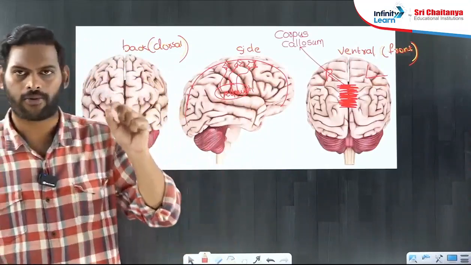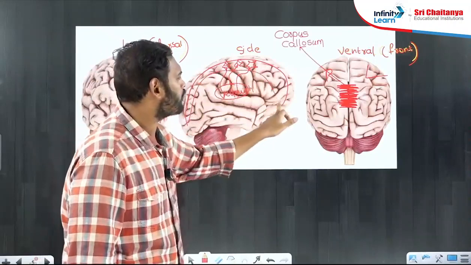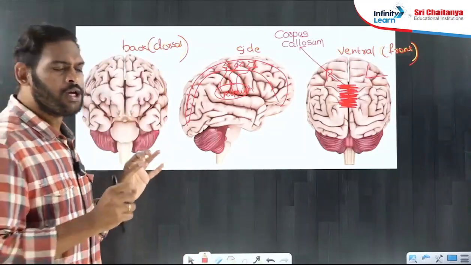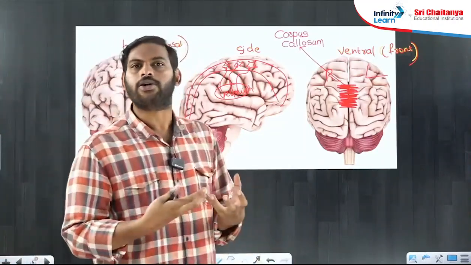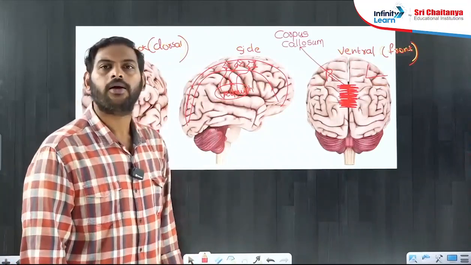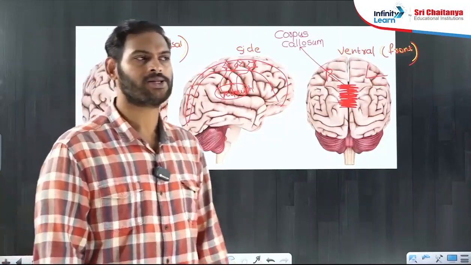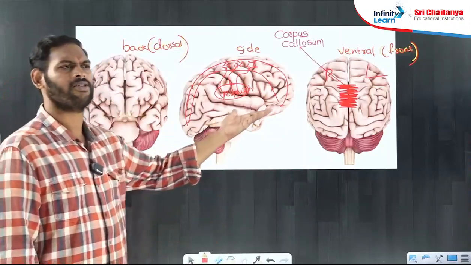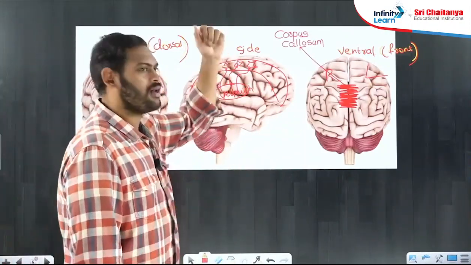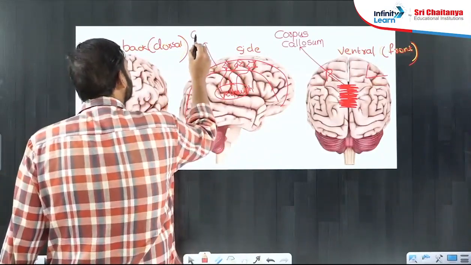Now, I have a question for you. Why does the cortex look grayish in color? Reason, please. Why does the cortex appear grayish in color? Because of the concentration of cell bodies. Yes, grayish. Pinkish because of blood vessels, but grayish because of the concentration of cell bodies. Therefore, the outer part of the brain is usually referred to as gray matter.